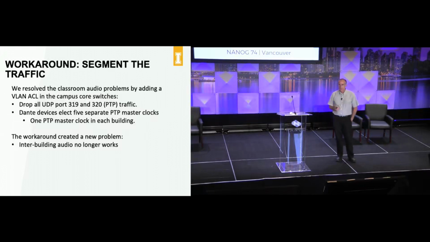We did a little more elegant version of that with a VLAN ACL, a few weeks later after we studied the situation. And really all we needed to do was block the PTP traffic in the core so that the buildings didn't see each other. And so each building could elect its own clock master.